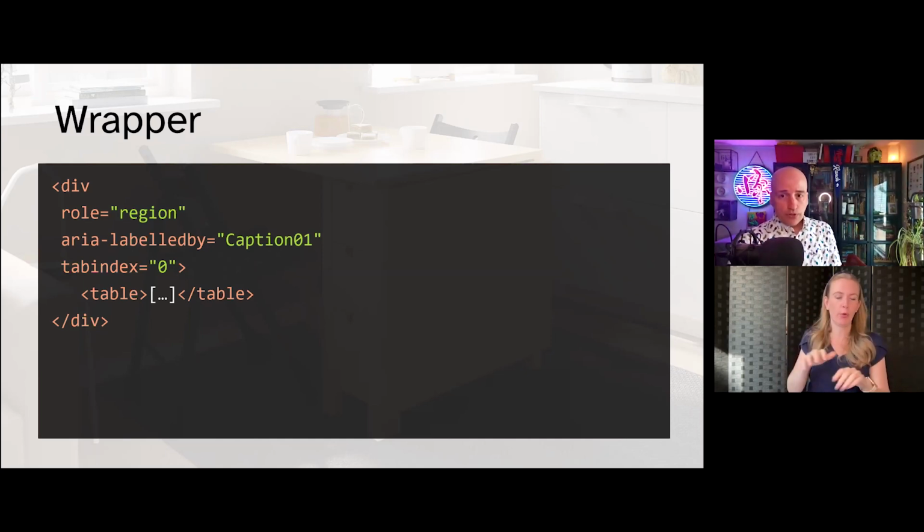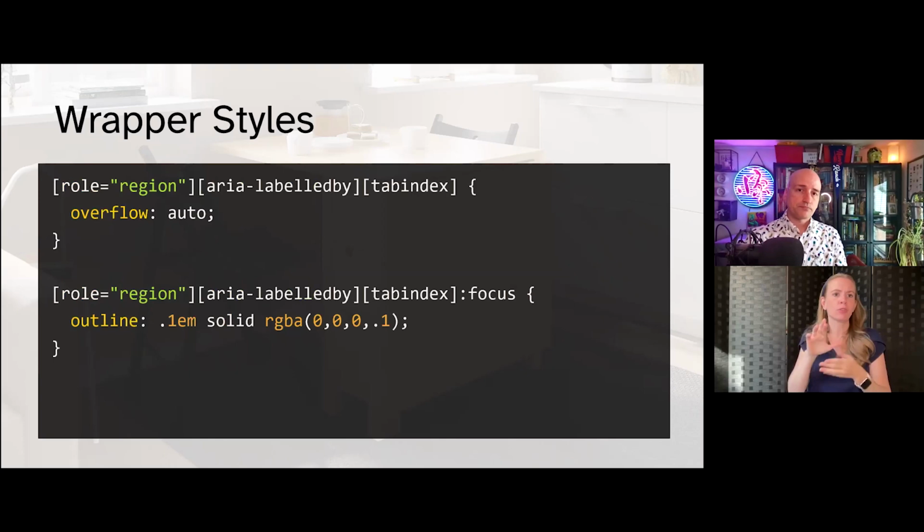But once it can be focused, it needs an appropriate role and accessible name to satisfy SC 4.1.2 Name, Role, and Value. I use the region role since it's a generic landmark, and for the accessible name, I reference the caption. Now I make a CSS selector that sets the wrapper to overflow, which allows that scrolling effect. That's how we satisfy SC 1.4.10 Reflow.